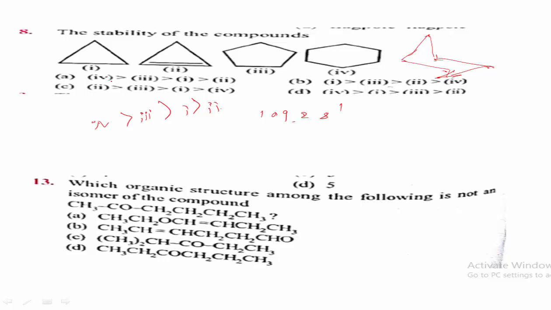Students, if you want to know more explanation about this question, use the formula, and I write the values here. 109 degrees 28 minutes minus 60, divided by 2, using this formula it becomes 24 degrees 44 minutes.